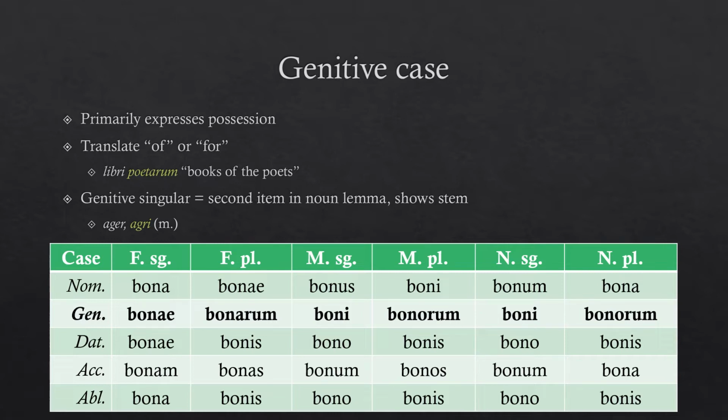The genitive case also features in the lemma of any given noun and communicates a noun's stem used in oblique or non-nominative cases, as in ager, agri. Below are the endings of the genitive case in the first and second declensions, which we have already learned.